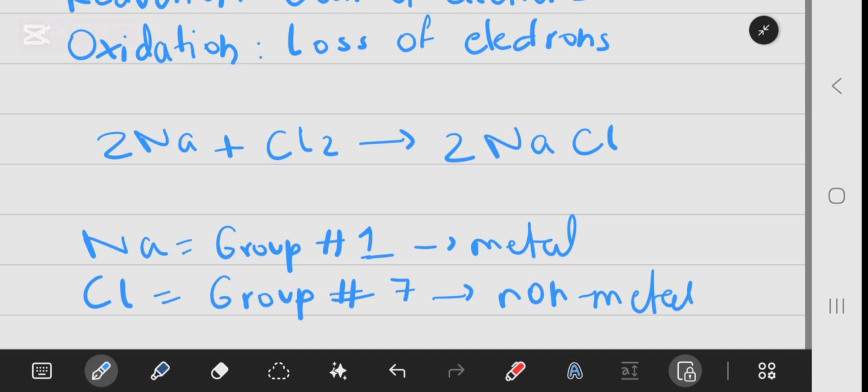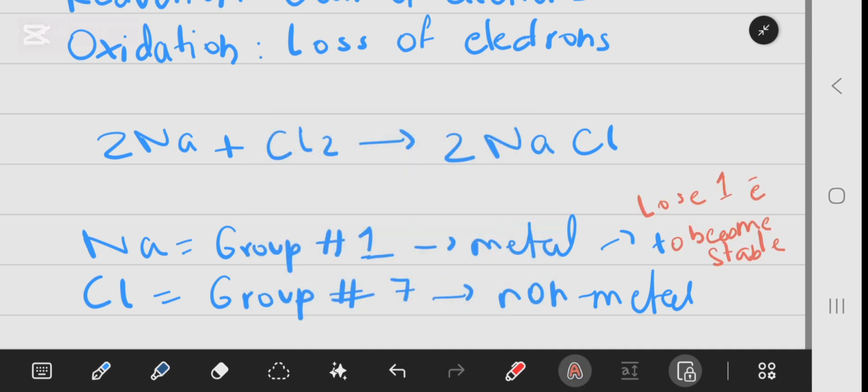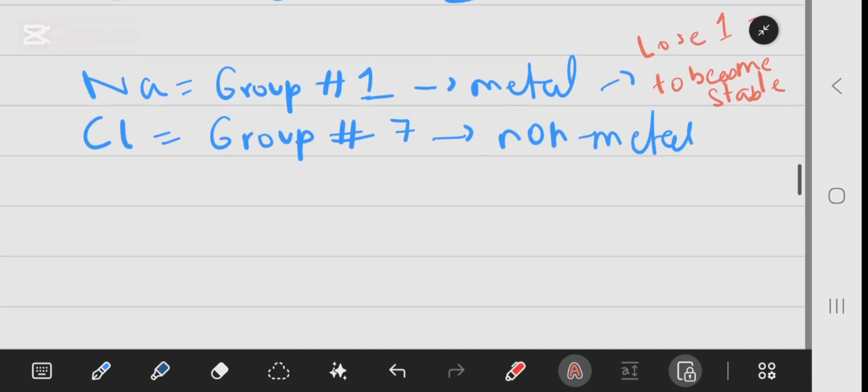We all know that all metals, because they belong in group 1, will have to lose one electron to become stable. So let's write that over here. Lose one electron to become stable. And as for chlorine, we will see that it will gain one electron to become stable.